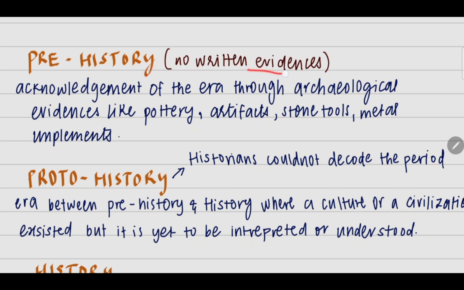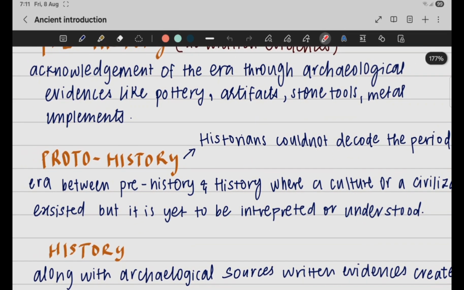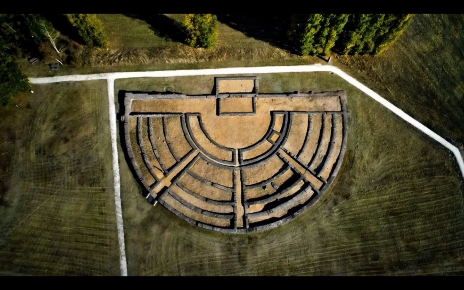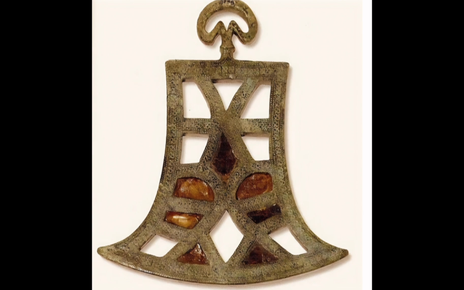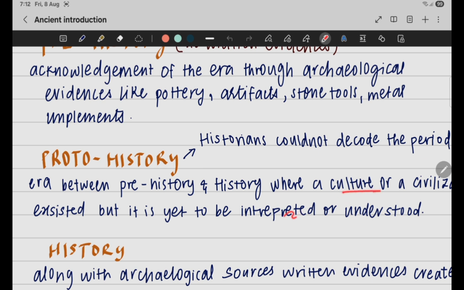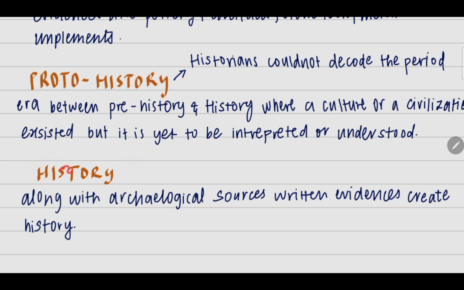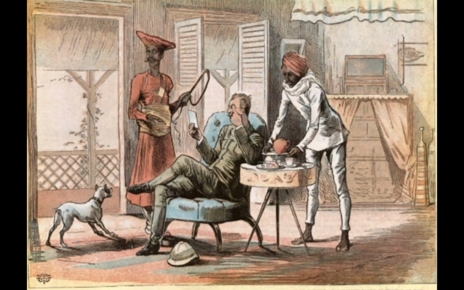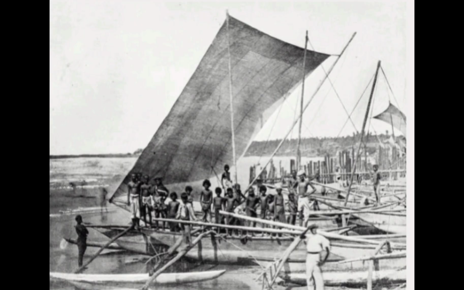Right? Let's look at proto-history. Now, proto-history was a time period where historians could not decode the period. Now, what did that mean? There was some sort of culture or civilization that existed, but it was yet to be interpreted or understood. What is history? Along with archaeological sources, written evidence creates history.